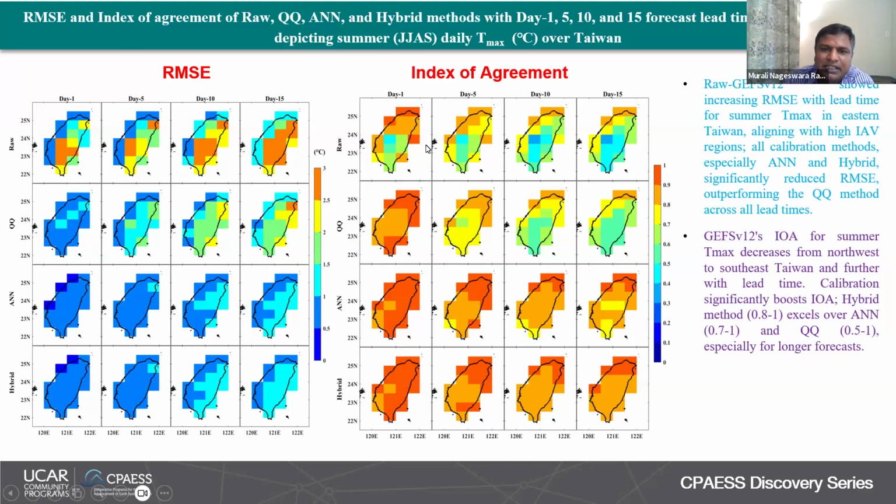When you look at the spatial plot of the index of agreement, for the day one forecast it is high, and it decreases with lead time. Particularly, the index of agreement is low for the central and eastern parts as the lead time increases. But all the calibration methods show a lot of improvement for all forecast lead times. Consistent improvement and a consistent scale across all forecast lead times can be observed for the ANN and hybrid methods. The hybrid method outperformed the ANN and Quantile-Mapping methods.